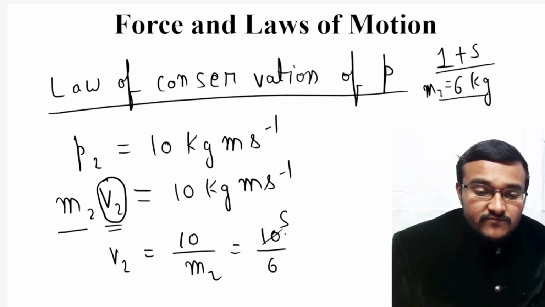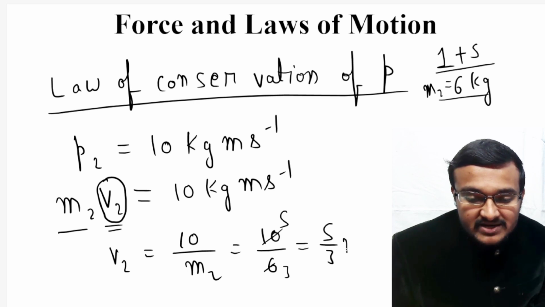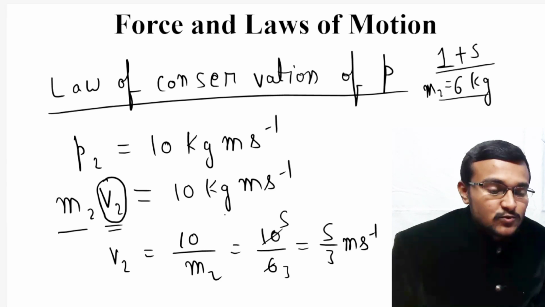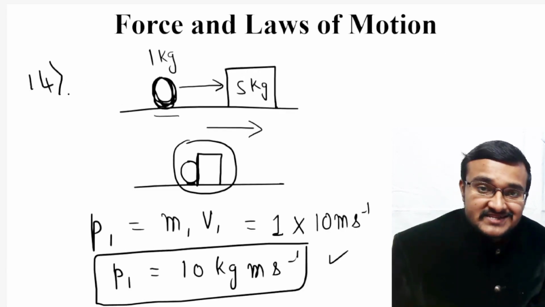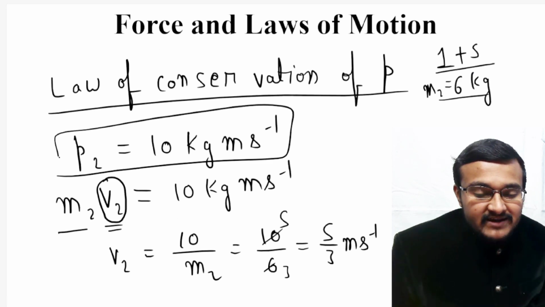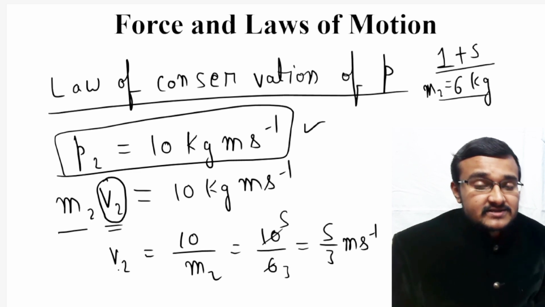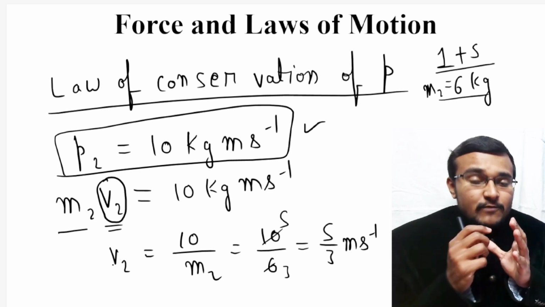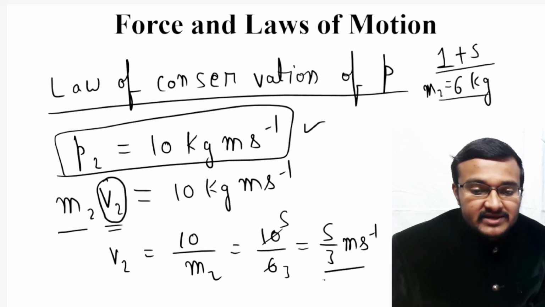So here 2 5s are 10, 2 3s are 6. So 5 by 3 meter per second is the velocity. So initial momentum is equal to 10 kg meter per second. This is the initial momentum, that is 10 kg meter per second, and this is the final momentum, that is also equal to 10 kg meter per second.